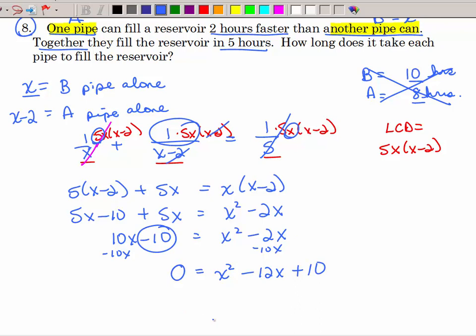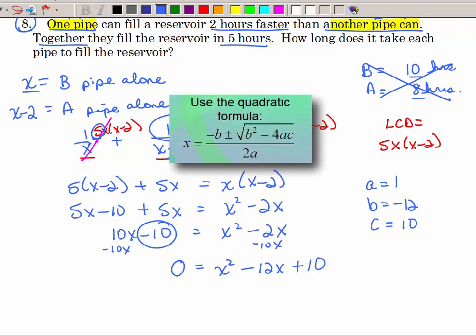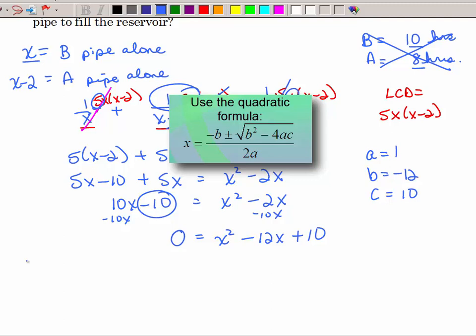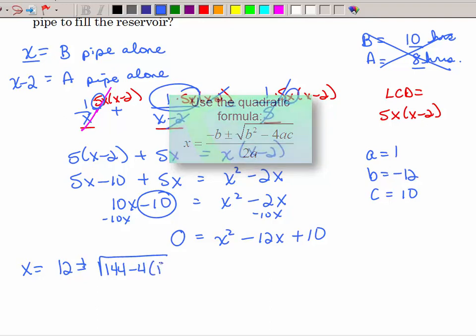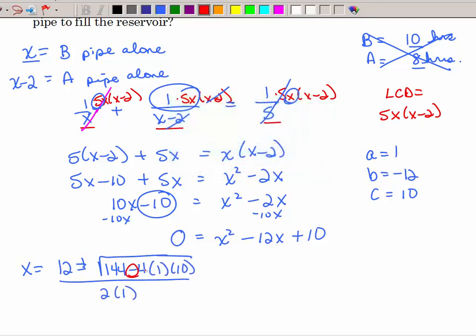And one more time, I cannot factor that. I need to use the quadratic formula. And notice my b is already negative, so when I put it into the formula, it does become positive because it's the opposite of b. b squared is 144. I notice I have only one negative sign, so that means I'm going to subtract underneath that radical.